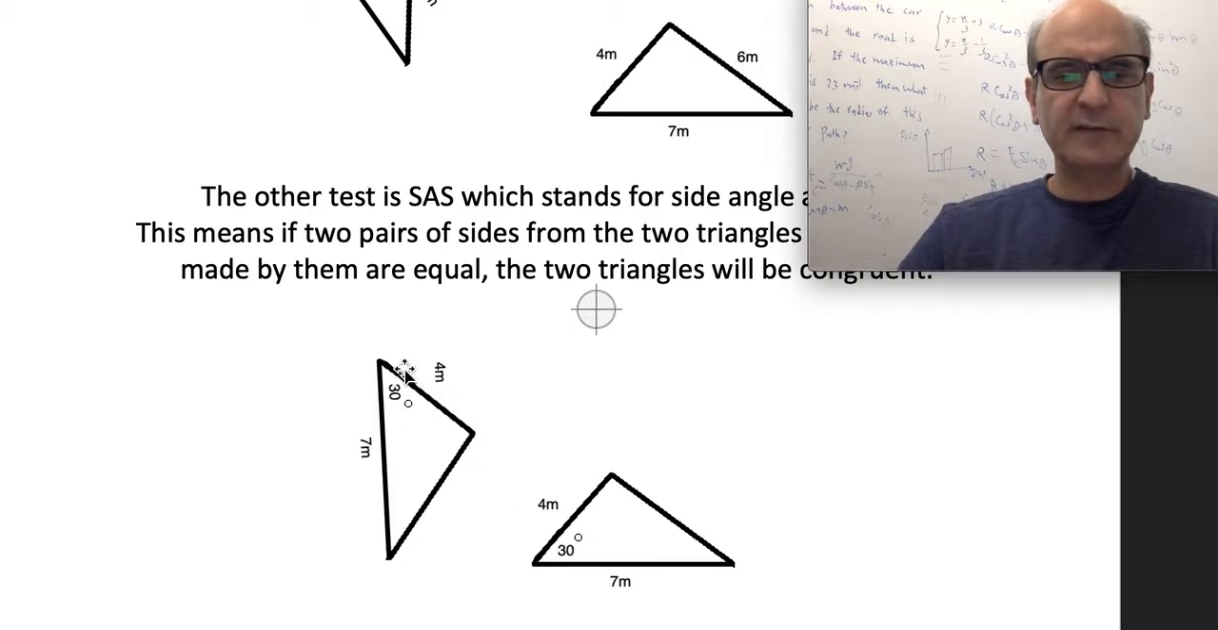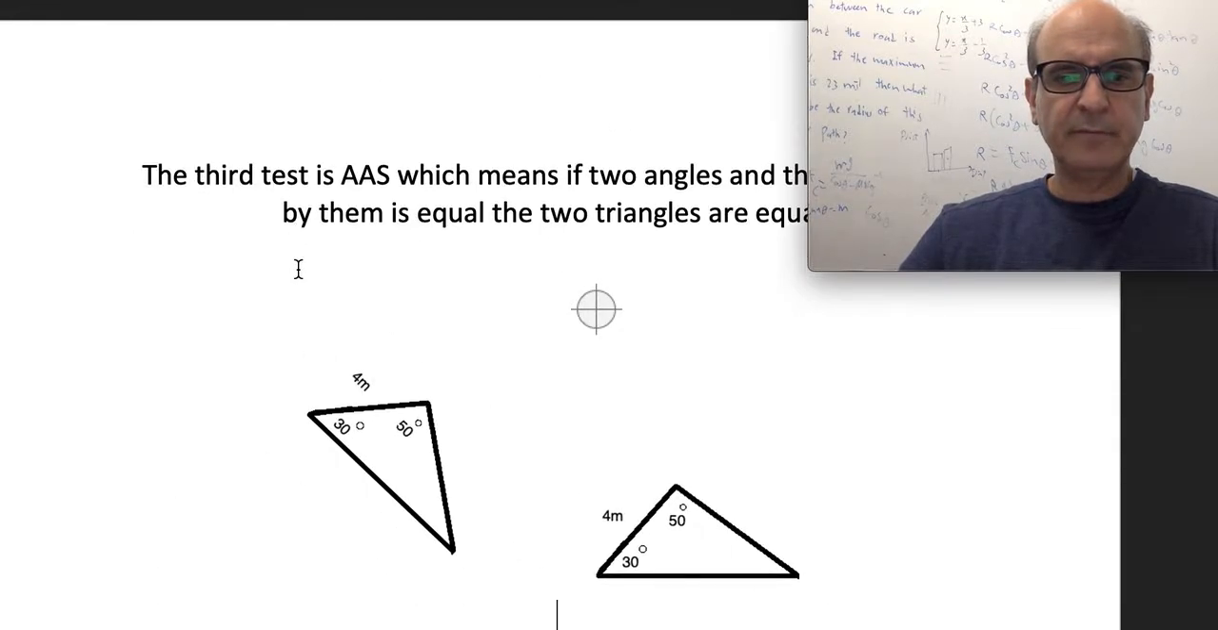For instance, here I have this triangle and I have this triangle. This is 4 meters and this is 4 meters. This is 7 meters and this is 7 meters. And the angle made between them is 30 degrees and this is 30 degrees. That means that these two triangles are congruent and everything about them will be the same. This test is called side angle side.